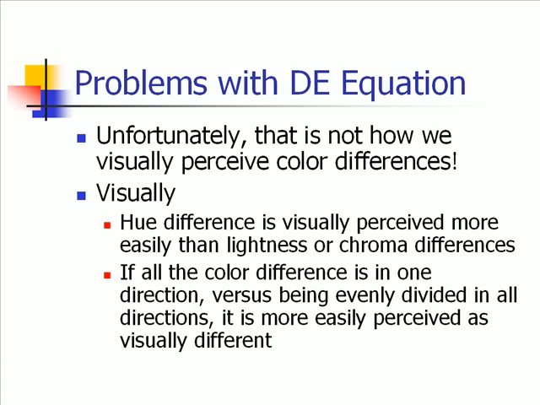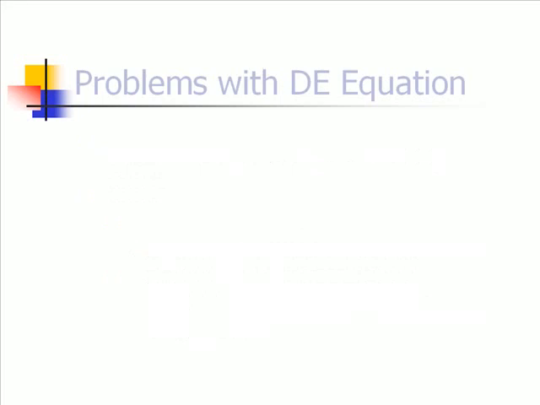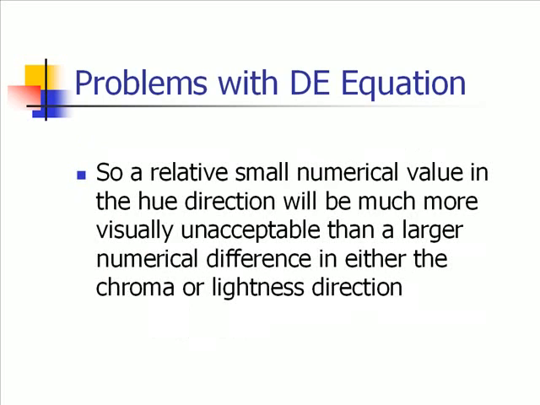So we talked back in the beginning of the class that we're trying to model how we actually perceive color with our equations, and we can see so far that it's not that great of a model. It doesn't account for all the things that are happening. To do that, it becomes much more complicated. A relatively small numerical value in the hue direction will be much more visually unacceptable than a larger numerical difference in either the chroma or lightness direction. So we might be able to perceive a 0.2 difference in the hue direction, but it might take a 0.9 in lightness or a 1.2 in chroma.